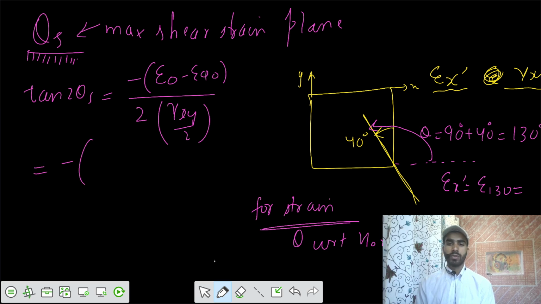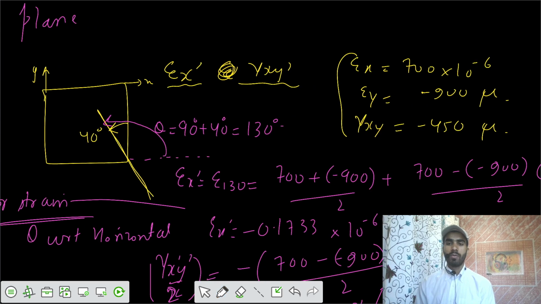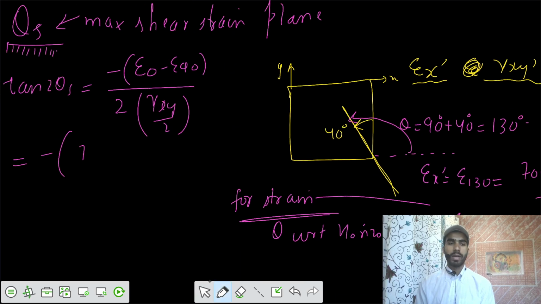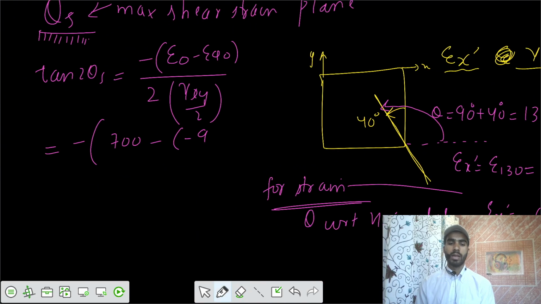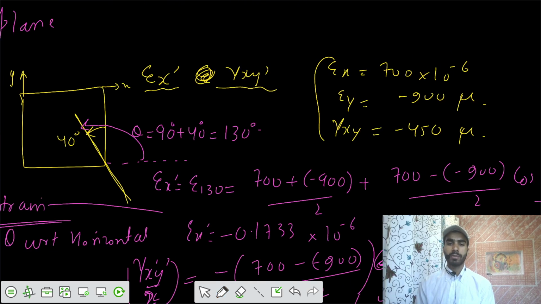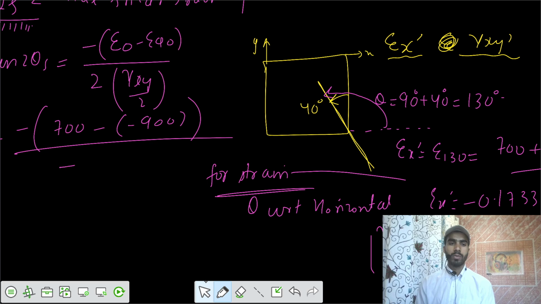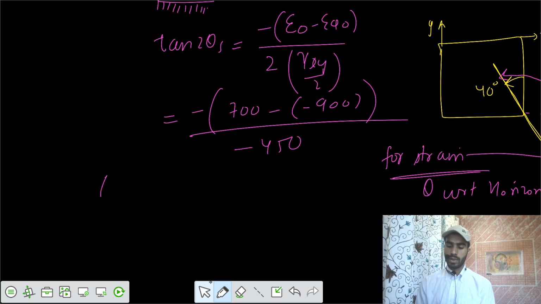E0 was equal to Ex. The Ex value was 700. So 700 minus of minus 900, divided by gamma xy. The value of gamma xy equals minus 450. So with minus 450, you can get the value of the shear plane. So theta s equals 37.15 degrees.